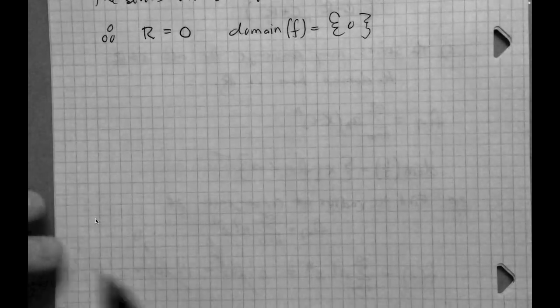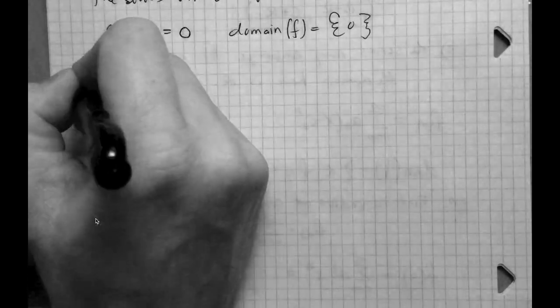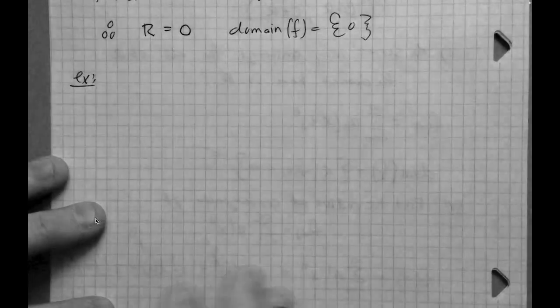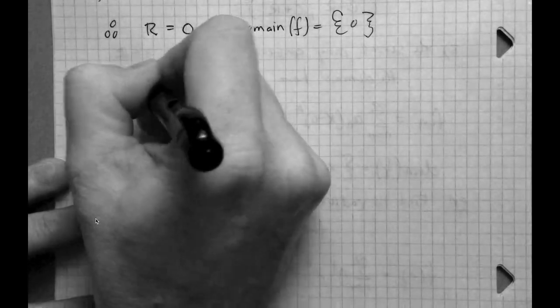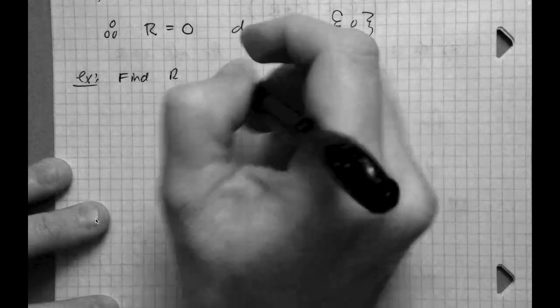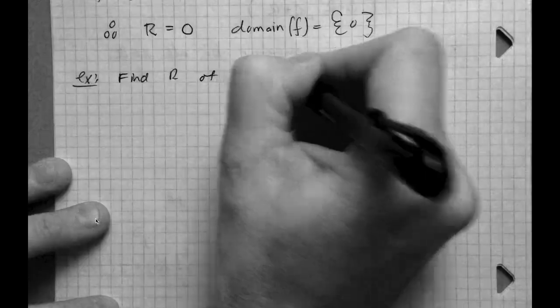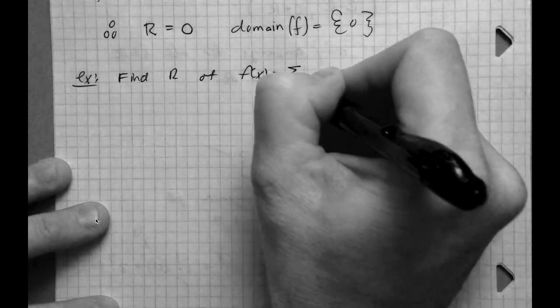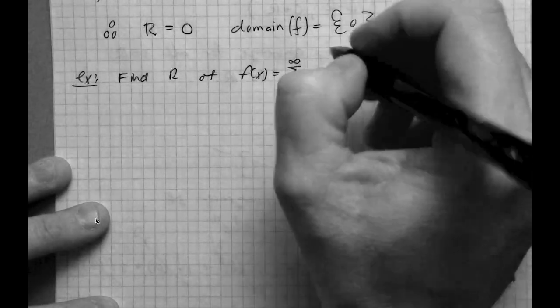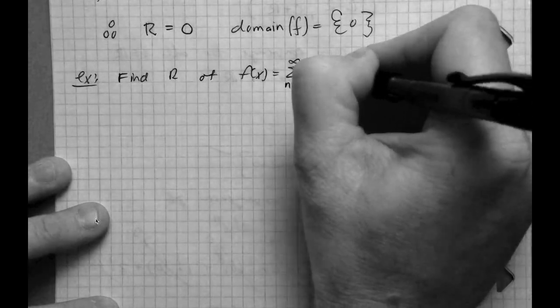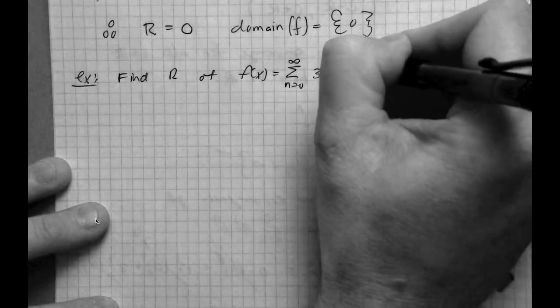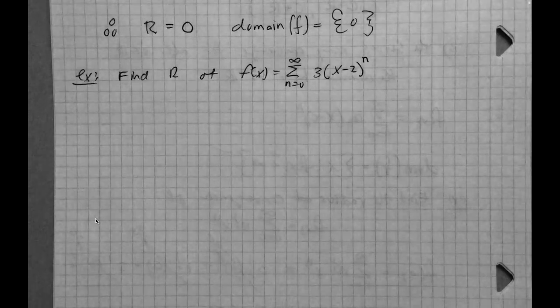Okay. So let's try another example, and this might be a slightly more interesting example. Let's find the radius of convergence of f of x equals the sum from n equals 0 up to infinity of 3 times x minus 2 to the nth power.